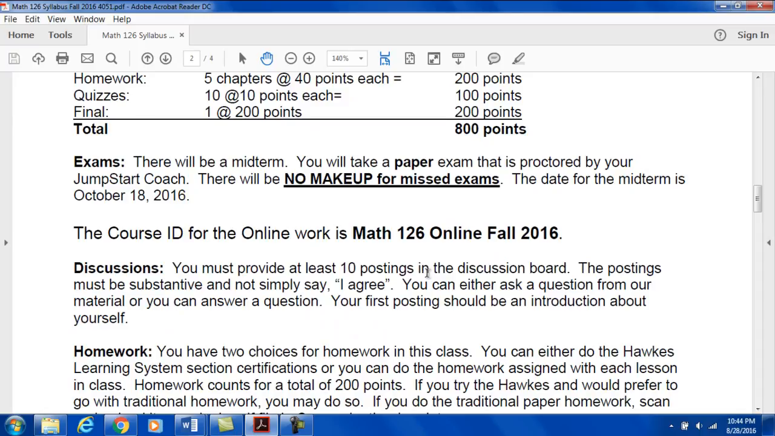There'll be exams. There'll be a midterm. You will take a paper midterm that is proctored by your Jumpstart coach. There will be no makeup for missed exams. The date for the midterm is October 18th, 2016. Now, if we have to adjust that, we will.